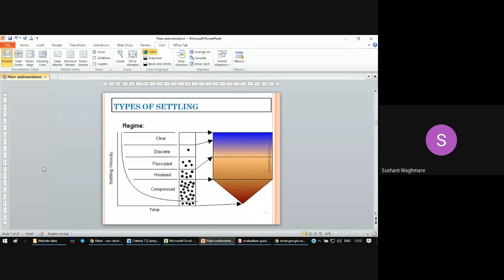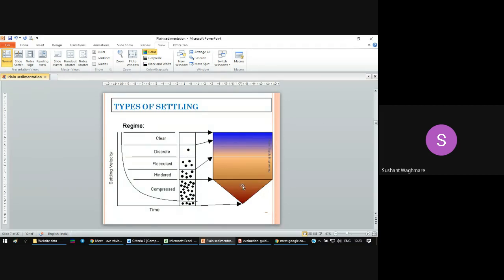So this is a typical view, you can say, of different types of settling. At this particular zone, you can see water will be somewhat clear because the particles are getting settled at the bottom. At this particular zone, we'll be looking at the discrete particle settling. The flocculent settling will occur in this zone. The hindered settling will occur at this zone, and the compressed settling will occur at this zone.